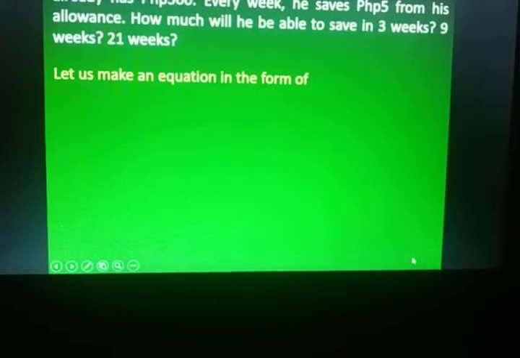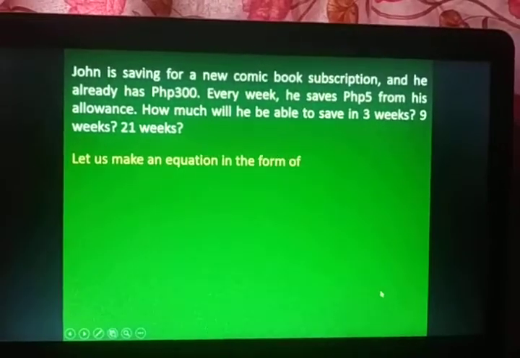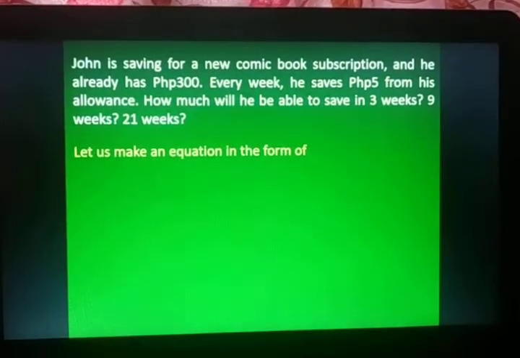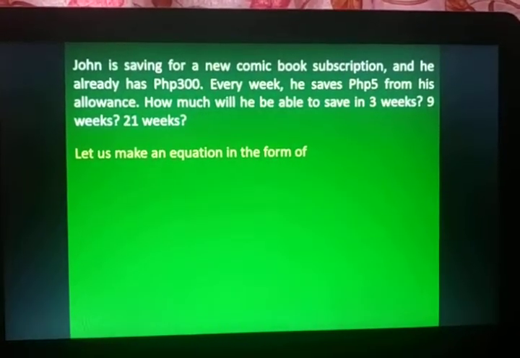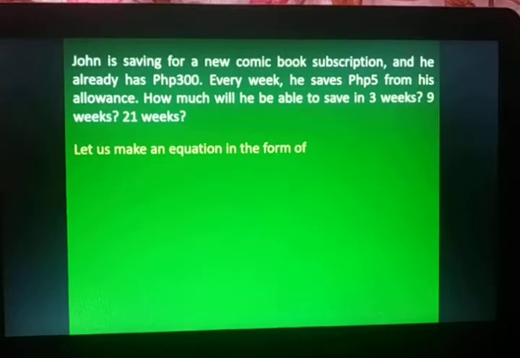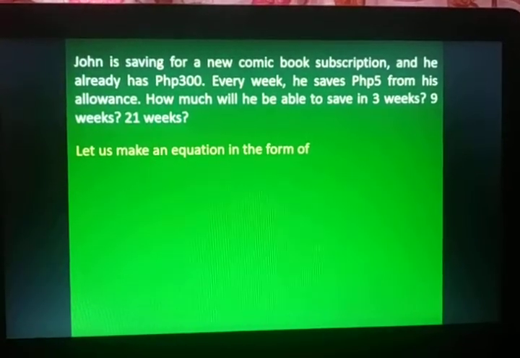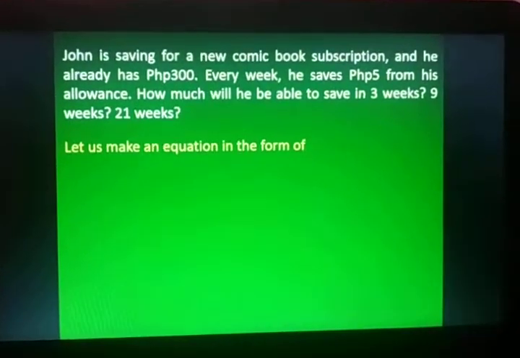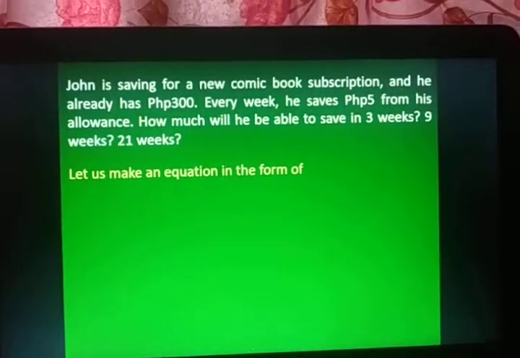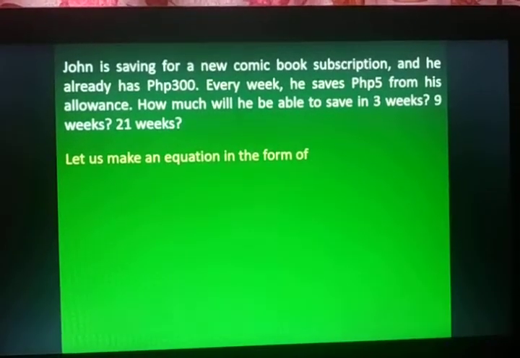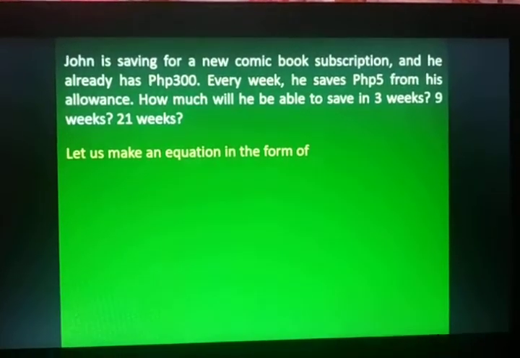John is saving for a new comic book subscription and he already has 300 pesos. He has already saved 300 pesos. And every week, he saves 5 pesos from his allowance. How much will he be able to save in 3 weeks, 9 weeks, and 21 weeks? So George Polya's approach is to understand the problem first. John has saved 300 pesos already, and every week he adds 5 pesos.